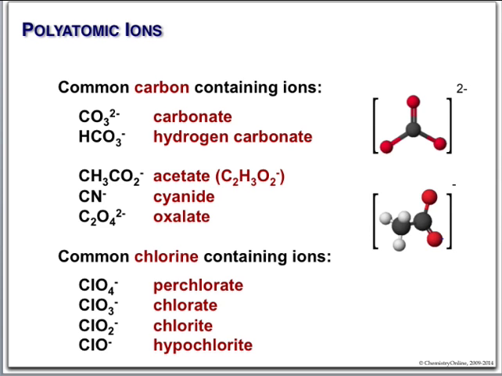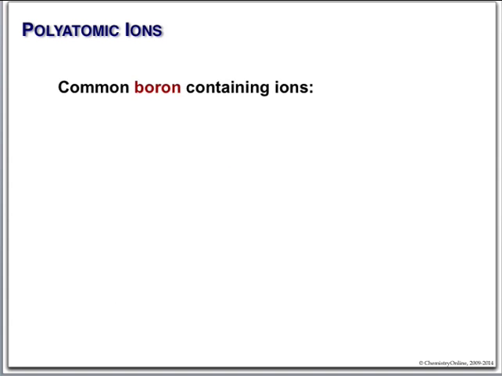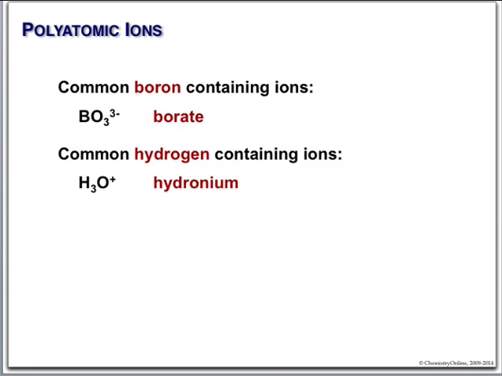Here's our beautiful set for chlorine. Chlorate is our parent. They're all -1. Add 1 more oxygen, we get perchlorate. Take 1 oxygen away, we get chlorite, and then hypochlorite. Boron, borate's all you have to worry about.